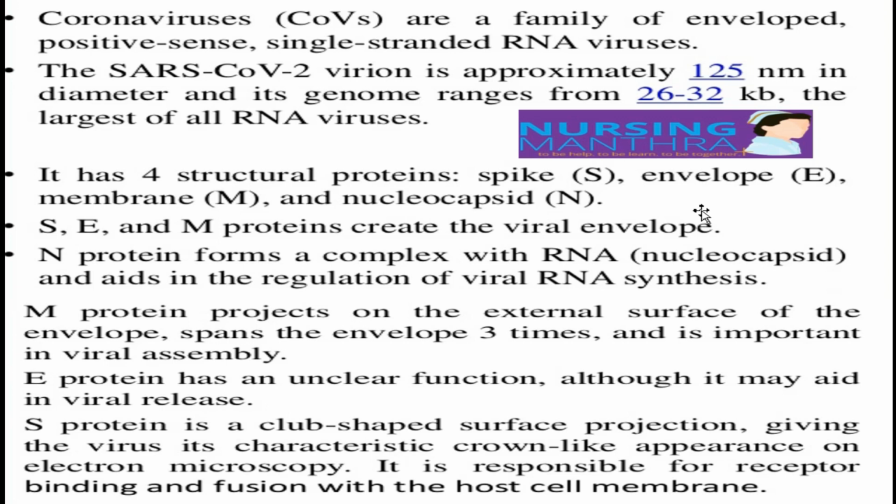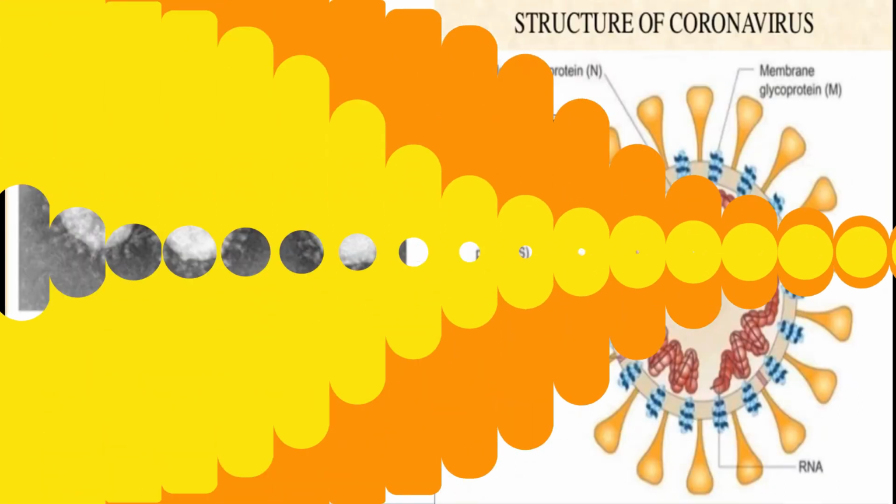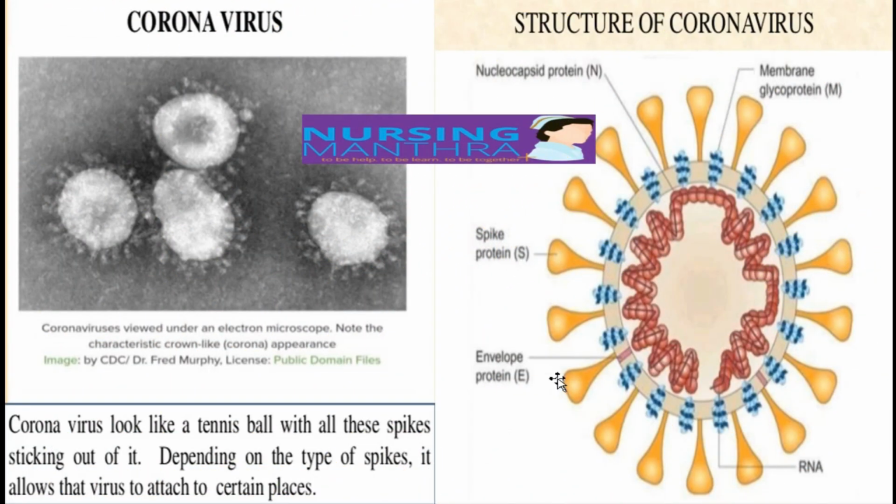So the S, E and M proteins create the viral envelope. The N protein forms a complex with RNA, that is the nucleocapsid, and aids in the regulation of viral RNA synthesis. The M protein projects on the external surface of the envelope and spans the envelope 3 times. Okay, this is S and this is the envelope protein, and this is RNA, the membrane glycoprotein and the nucleocapsid.